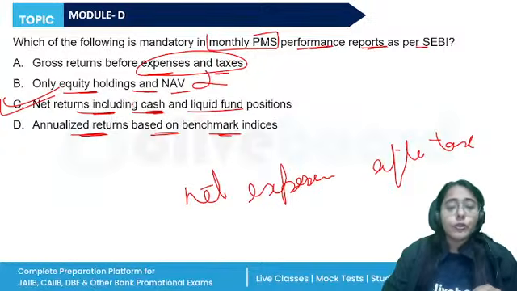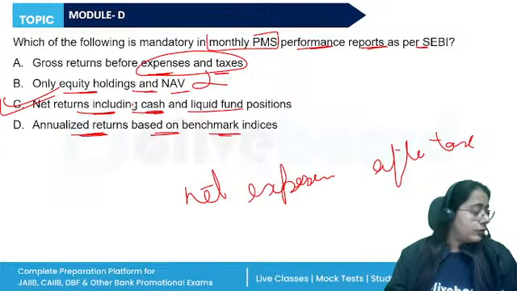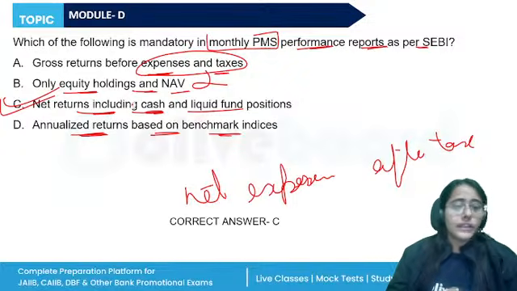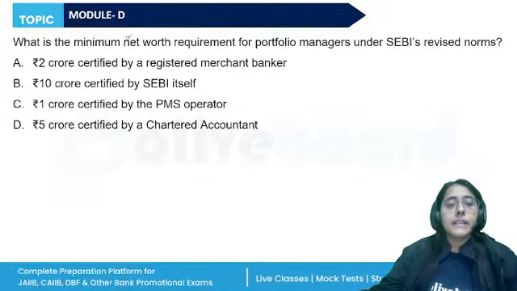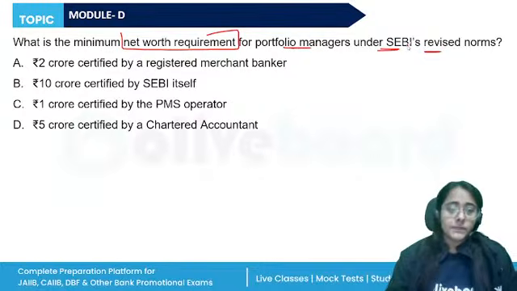What all will be included in the report? Value of the portfolio, description of the securities and goods, cash balance, aggregate value of the portfolio. All of these things will be included in the performance report. The performance report which is given monthly to the client. Okay, C. What is the minimum net worth requirement for the portfolio managers under the SEBI's revised norms?